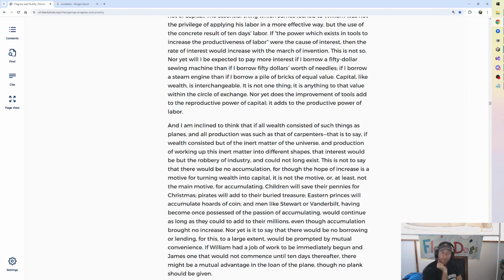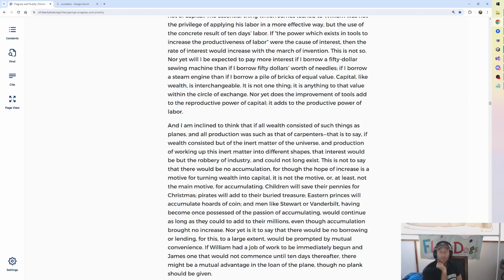Yeah. And I am inclined to think that if all wealth consisted of such things as planes, and all production was such as that of carpenters, that is to say, if wealth consisted but of the inert matter of the universe, and production of working up this inert matter into different shapes, that interest would be but the robbery of industry, and could not long exist.